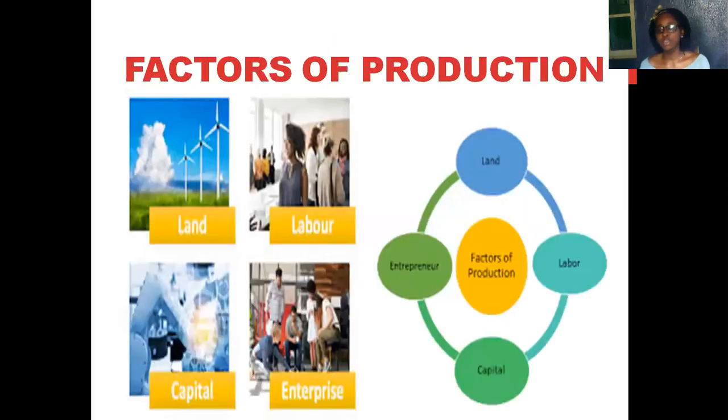We've come to the end of the entrepreneur as a factor of production. But before I end this lesson, we'll discuss factors of production generally. We have land, labor, capital, and the entrepreneur. These four make up the factors of production. We also discussed the uses and importance of land, characteristics of land, and types of labor.